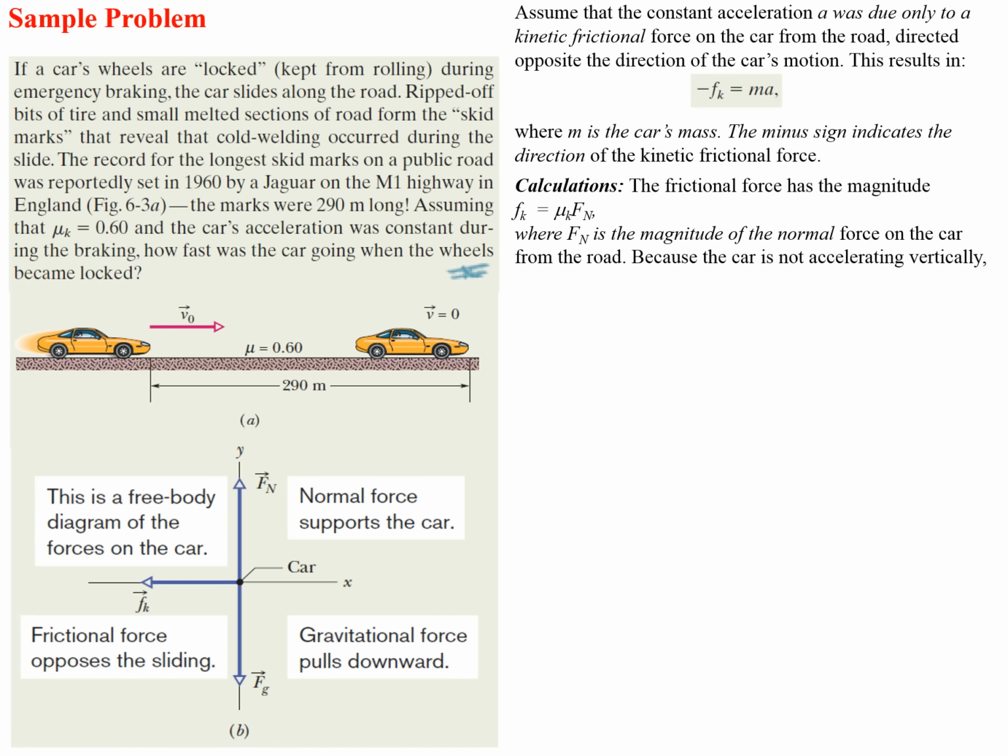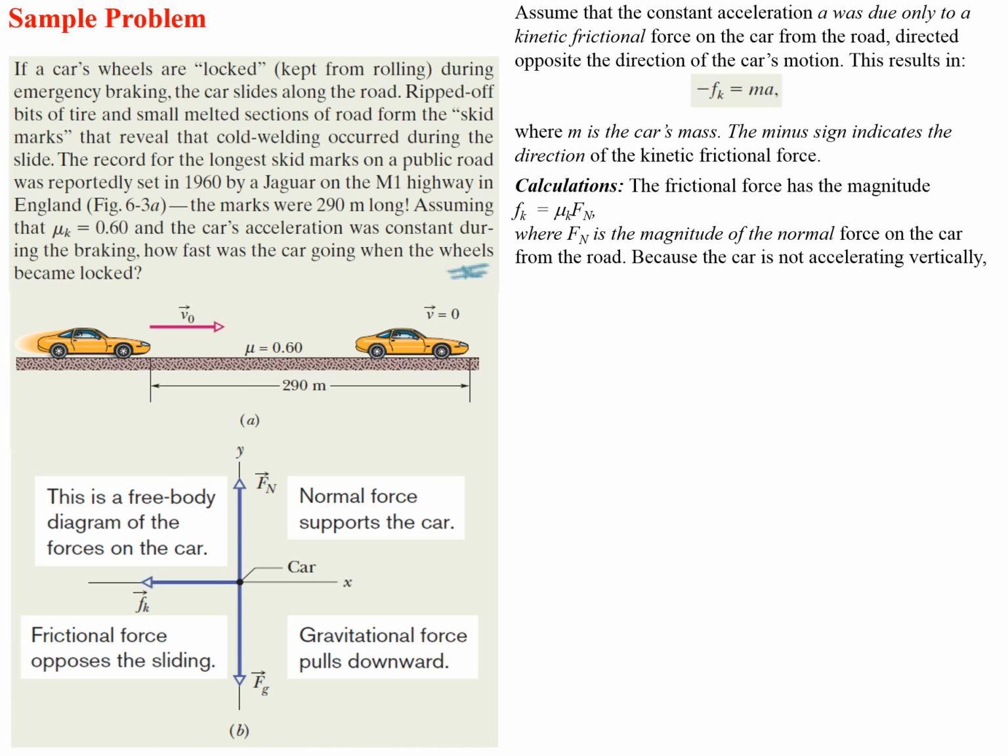So let's do an example. If a car's wheels are locked, which means they're kept from rolling, during emergency braking, the car slides along the road. Ripped off bits of tire and small melted sections of road form the skid marks that reveal the cold welding that occurred during the slide. The record for the longest skid marks on a public road was reportedly set in 1960 by a Jaguar on the M1 highway in England. The marks were 290 meters long.